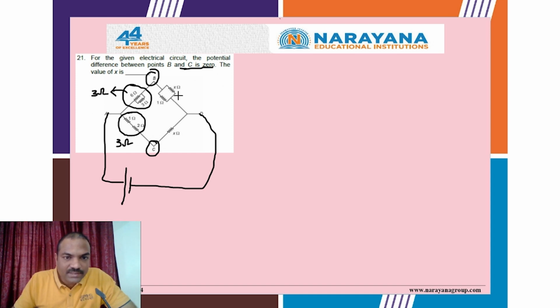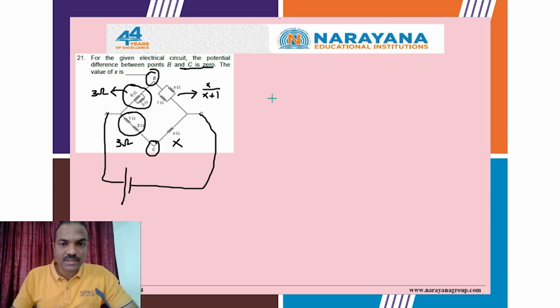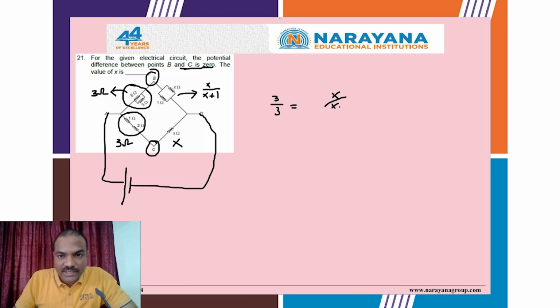Okay, and these two are connected in parallel. So R1 R2 by R1 plus R2 if you write, then X by X plus 1, and here it is X. To keep the potential same, or if you connect a resistor, the current in the resistor equal to 0, then the ratio should be the same. It's a Wheatstone bridge circuit. Then 3 by 3 is equal to X by X plus 1 by X.